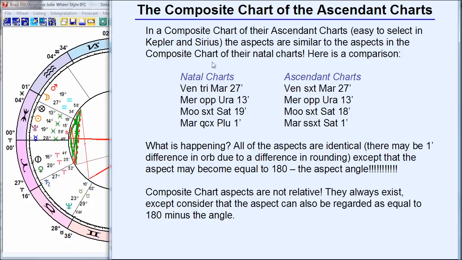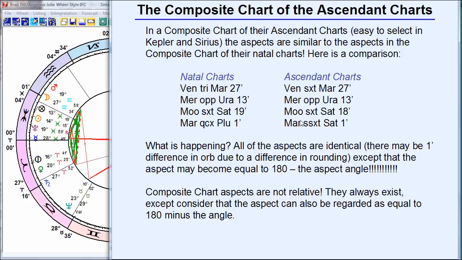Doesn't matter what charts we select. We can select natal, sidereal, draconic, ascendant, any chart. You can spin the chart any way you want. Combine them together, the aspects will always be there. The quincunx, which is 150 degrees, can turn into a semisextile, depending on what starting points you want. So the aspect will either be there or it'll be 180 minus the angle. So 120 can turn into 60, 180 can turn into 0, 150 can turn into 30.